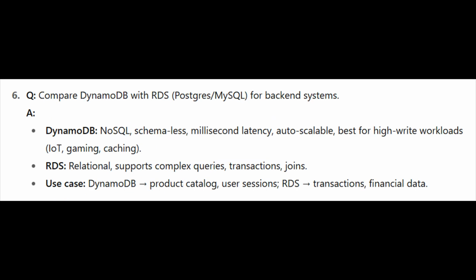Compare DynamoDB with RDS, Postgres/MySQL for backend systems. DynamoDB: NoSQL, schemaless, millisecond latency, auto-scalable, best for high-write workloads, IoT, gaming, caching. RDS: relational, supports complex queries, transactions, joins. Use case: DynamoDB for product catalog, user sessions; RDS for transactions, financial data.